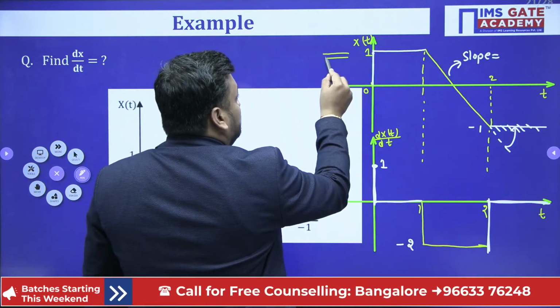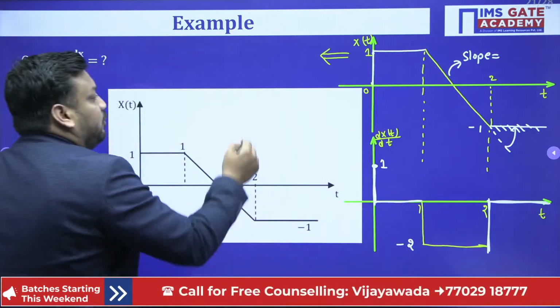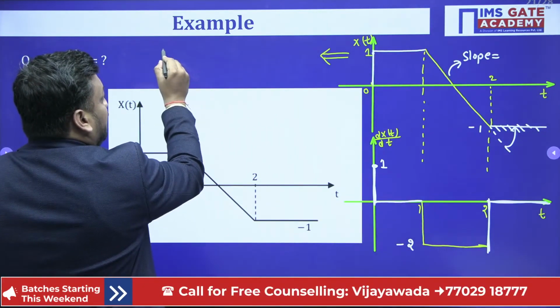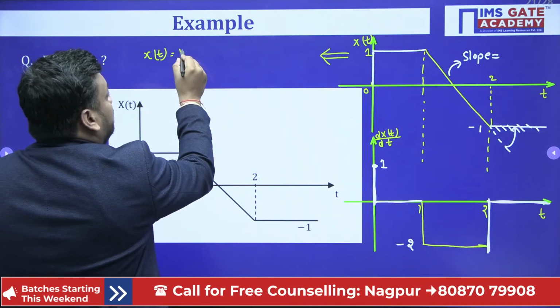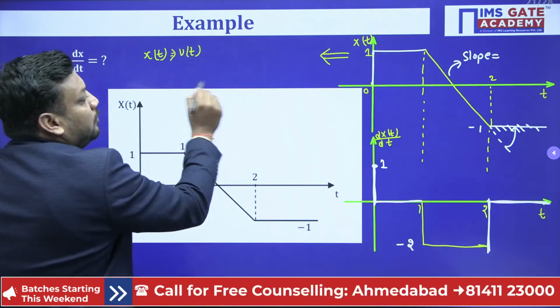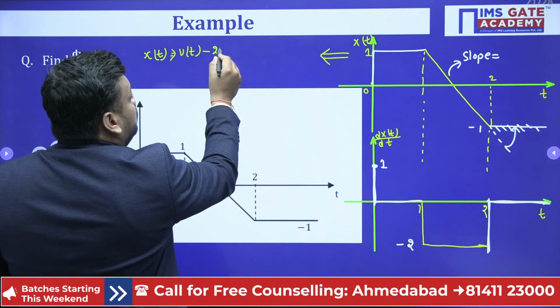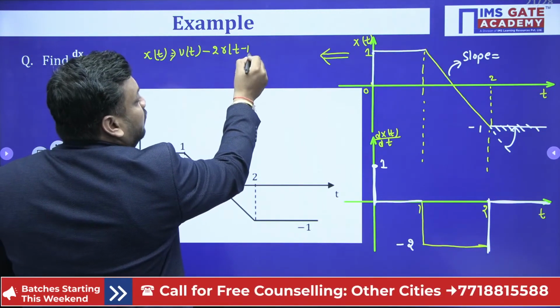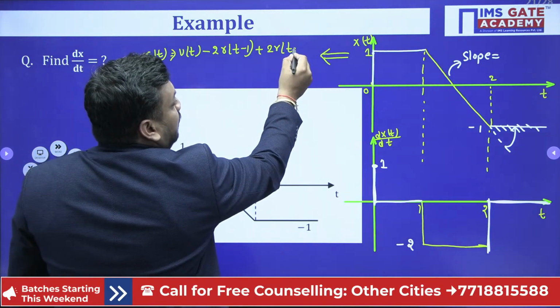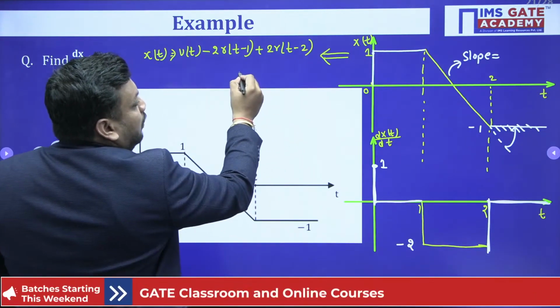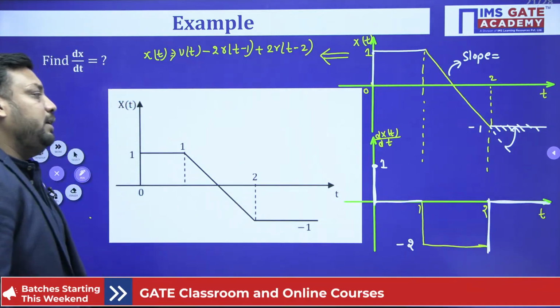You can also prove it by the mathematical equation. If you want to write the mathematical equation of this, then the x(t) equation is nothing but u(t) minus 2 r(t-1), after that plus 2 r(t-2). So that's it. This is the only equation.